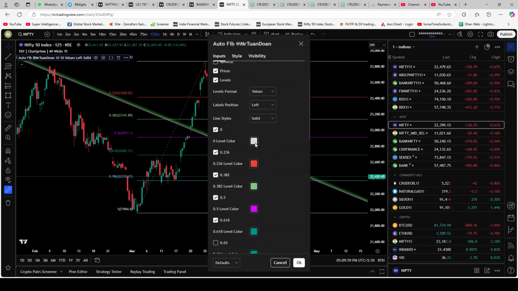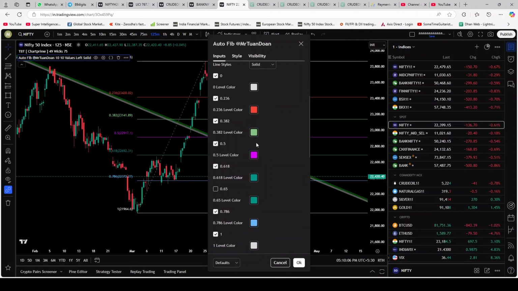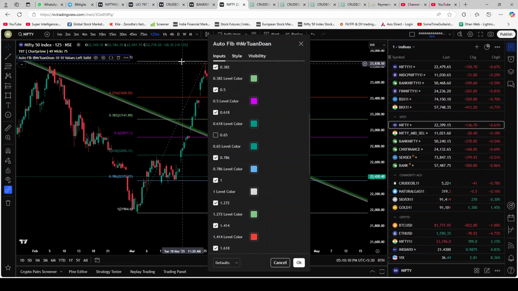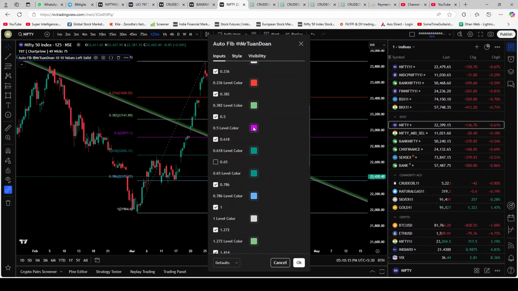Zero line for me is white because I'm using a black background. If you're using a black background, then make this white. The only color changes I have made are 0 and 1, which is the bottom and the top. I have made them white. If you're using white, then make it black, and the center line I have made purple. All of the colors I have not touched.